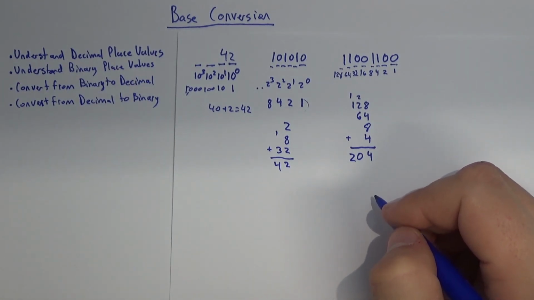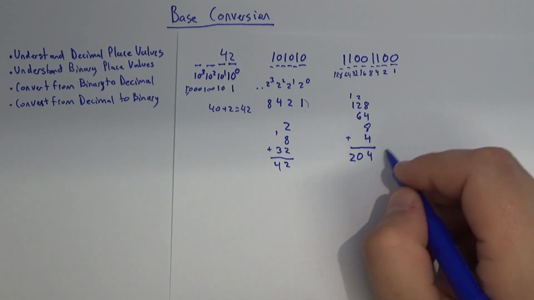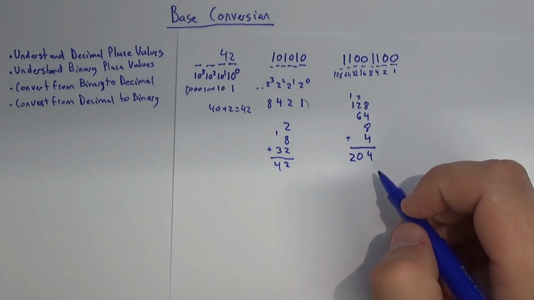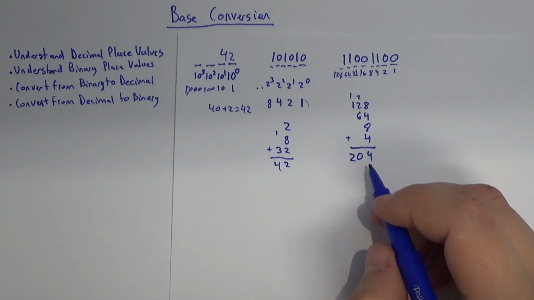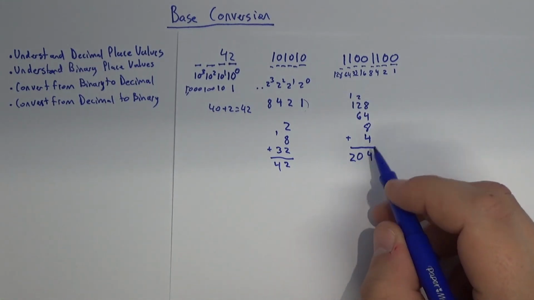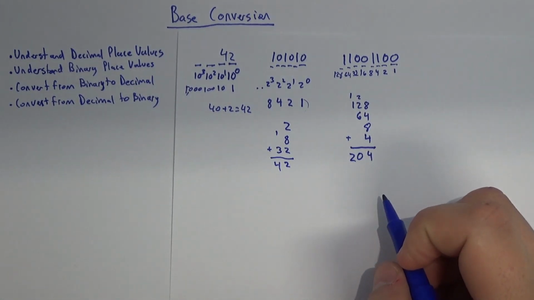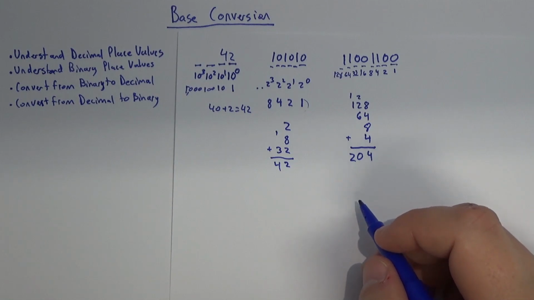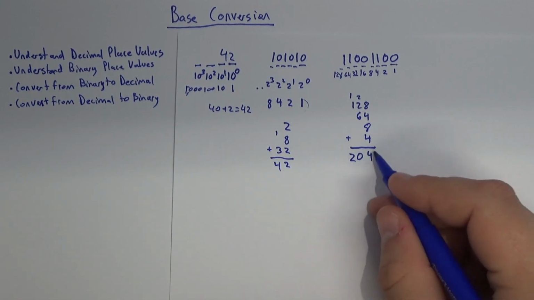Now, can we go backwards? Can we go from a decimal number back to a binary number? Well, in fact, we can. Okay? So 204, if we have this number and we want to get back to a binary number, we have to consider which place values we are going to need. Think about if we were to write this in decimal.